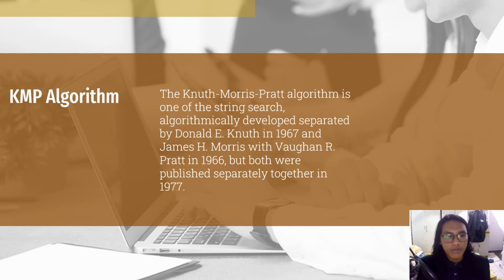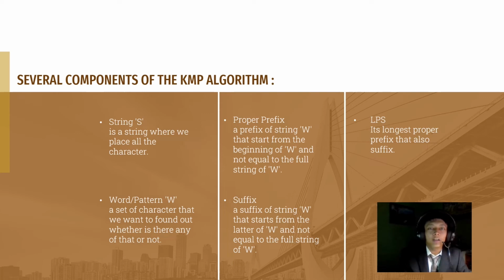Okay, next is the KMP algorithm. The Knuth-Morris-Pratt algorithm is one of the string search algorithms, developed separately by Donald E. Knuth in 1967 and James H. Morris with Vaughan R. Pratt in 1966, but both were published together in 1977.